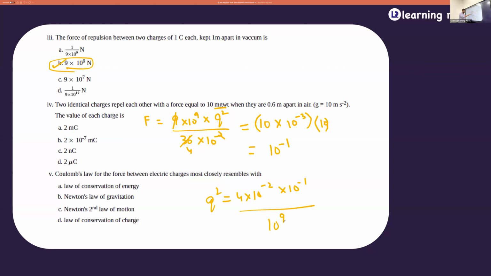Did you understand what I did? 4 into 10 power minus 2 to the other side, 10 power minus 9 to the denominator. So when this is the case, you will get the answer as 4 into 10 power minus 12. Q square is 4 into 10 power minus 12. So what will be the value of Q? 2 into 10 power minus 6 coulomb. 10 power minus 6 coulomb is micro coulomb. So the answer will be 2 micro coulomb. Got it?